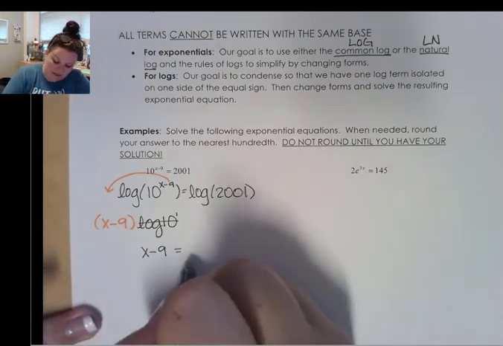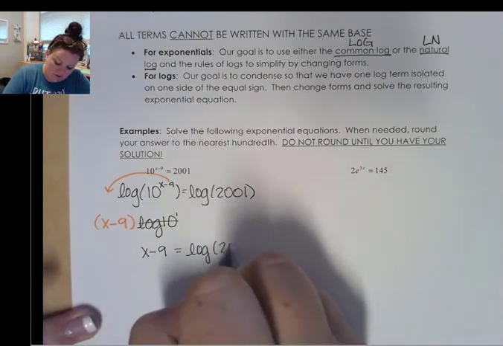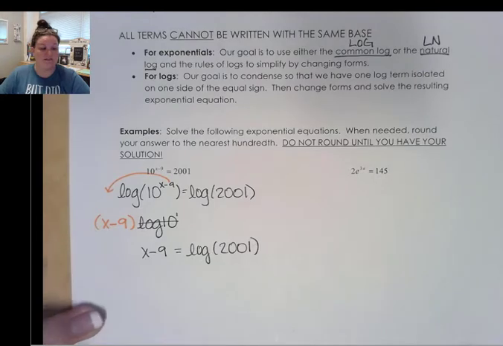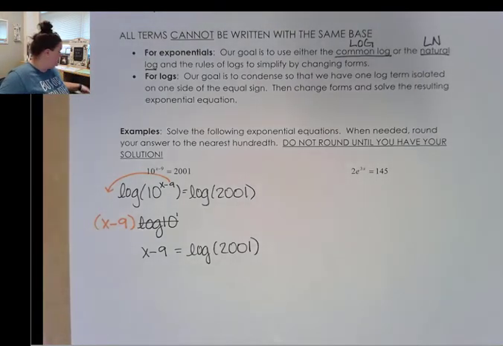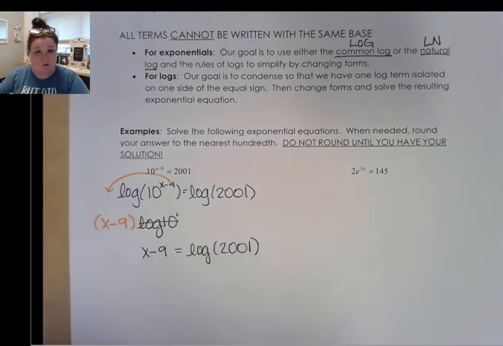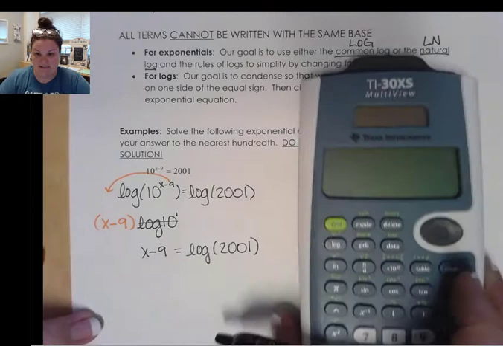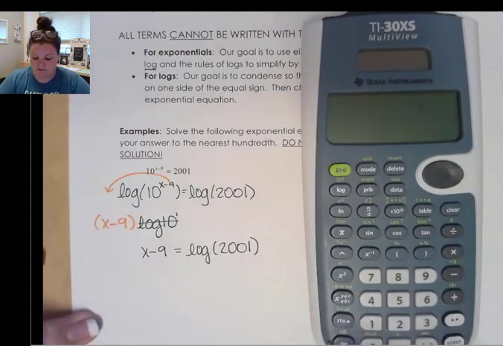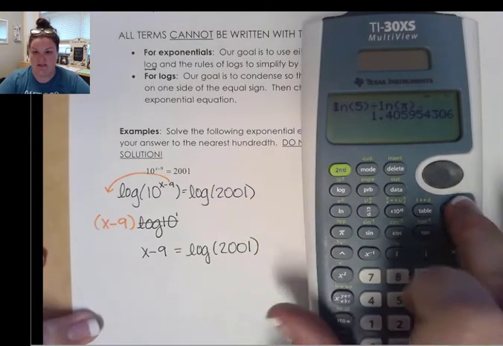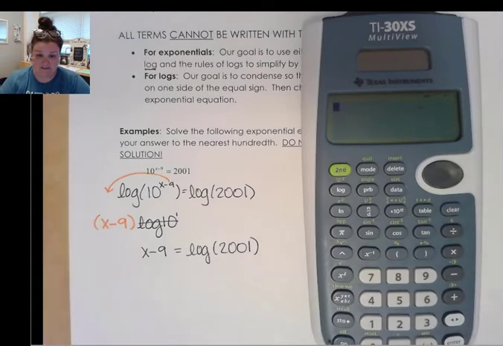And then on the other side, I just have log of 2001. So this is where you need to bring out your handy-dandy calculator. And I'm going to work along with you because I want to show you how to keep all your decimal places, if that's something that you tend to miss problems on because you're not keeping all your decimal places.